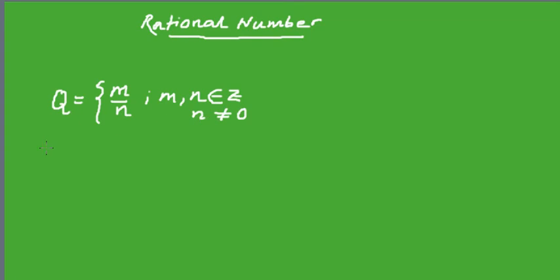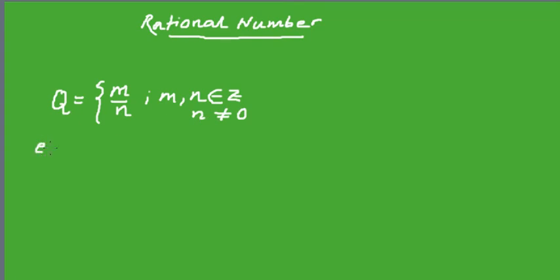Rational number. We are going to discuss rational numbers. Any number that can be expressed in the form of m by n, where m and n are integers and n is not equal to 0, is called a rational number. The set of rational numbers is denoted as Q. Thus, Q is equal to m by n, where m and n belong to Z, and n is not equal to 0. Z means the set of integers.